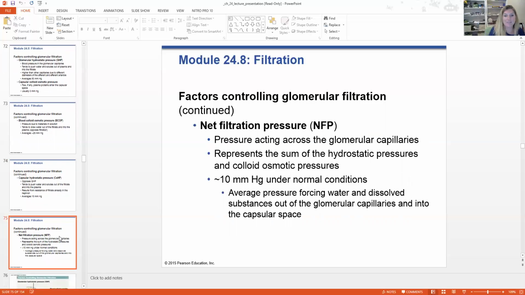So net filtration pressure is this kind of balance of the pressure across our capillary networks. It's the sum of all of our hydrostatic pressures and colloid osmotic pressures. It's right around 10. Again, you don't have to know numbers. You just have to know that typically the net filtration pressure is positive. Right? We're pushing stuff out. That's the average pressure of pushing that water and solutes out of the glomerular capillaries into that capsular space.